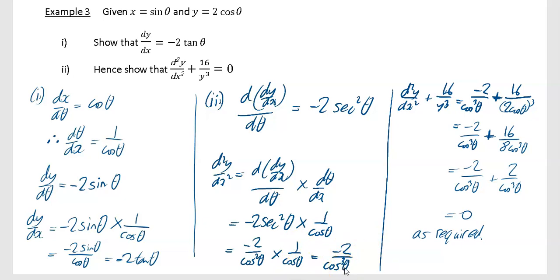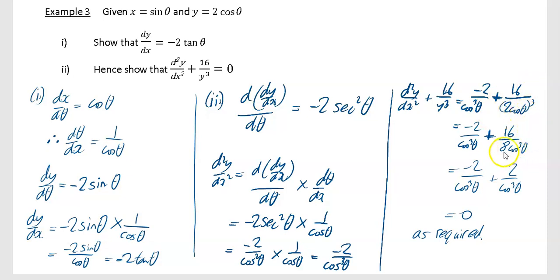All we've got to do now is investigate this, and the way you set this out is important. Just set out the left hand side, so don't say at the minute that this is equal to 0. That's what we're trying to prove. So this is just d2y by dx squared plus 16 over y cubed equals minus 2 over cos cubed theta plus 16 over, and that's my y, 2 cos theta, and that's all cubed.